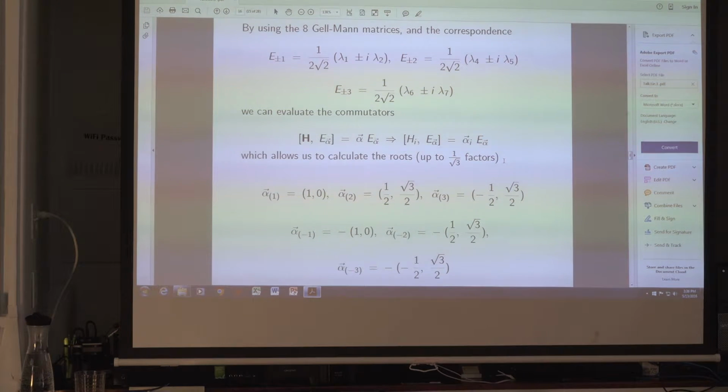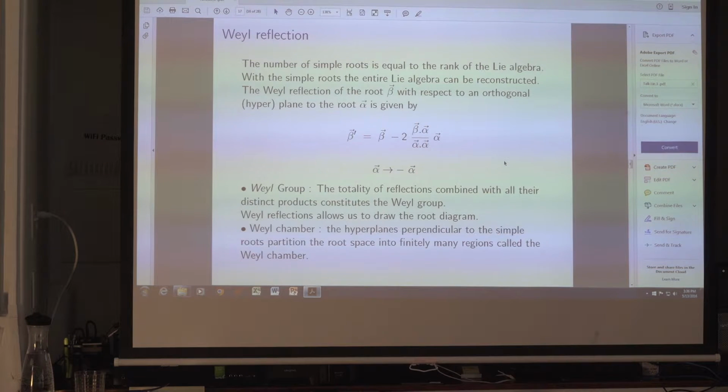So essentially, okay. Now the Weyl reflection. The Weyl reflection is something very important because here, of course, I gave you the trivial Weyl reflection with respect to the origin. By Weyl reflection, you mean when you have two roots.